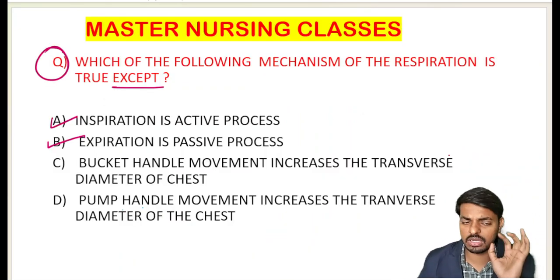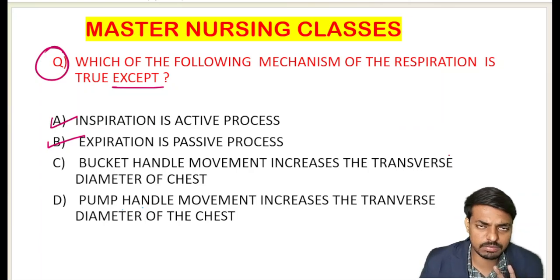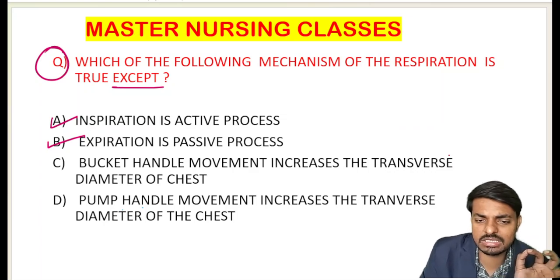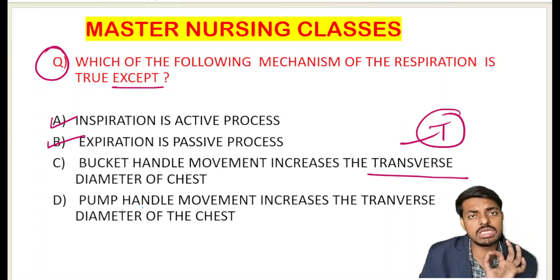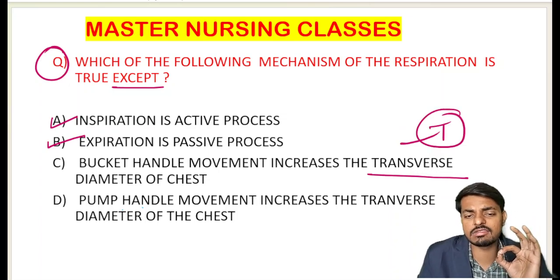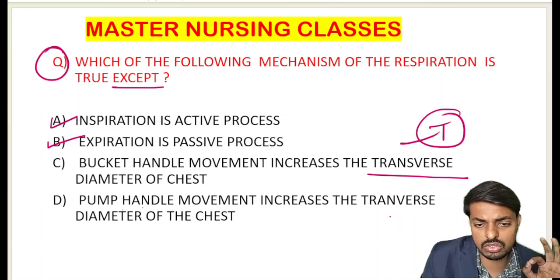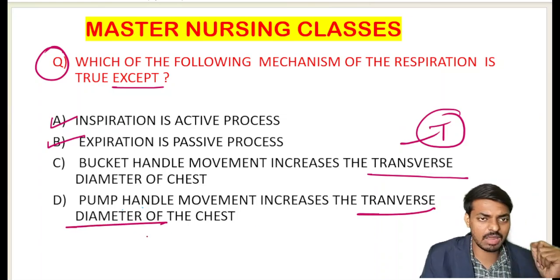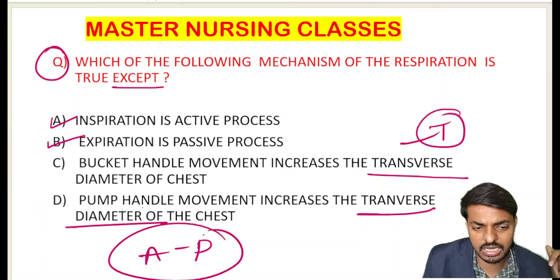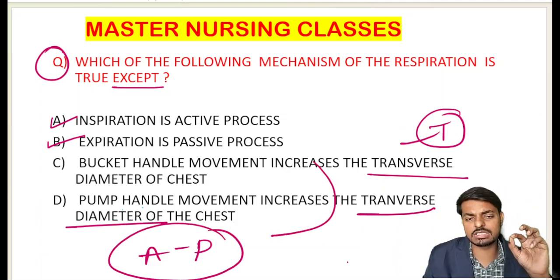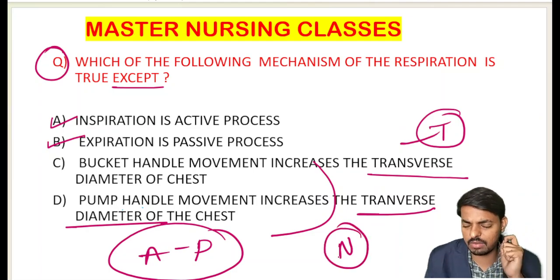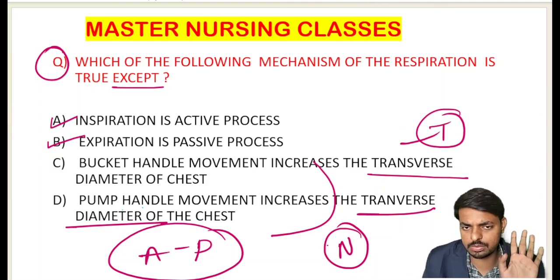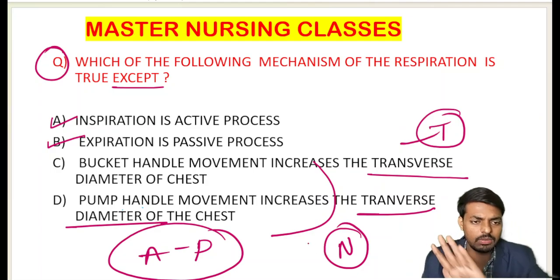Now come to the question, read option C and option D. Option C says bucket handle movement increases the transverse diameter of the chest. Very true. Option D says pump handle movement increases the transverse diameter of the chest. No, students, pump handle movement increases the anterior posterior diameter of the chest. These two mechanisms are responsible for the formation of the negative pressure inside the lungs, which sucks the air in from outside to inside, and normal inspiration occurs actively. Hope the concept is very much clear for you all.